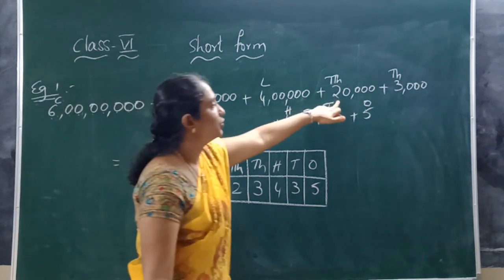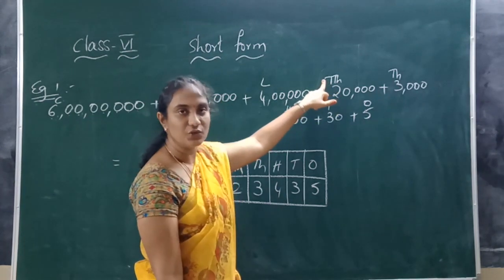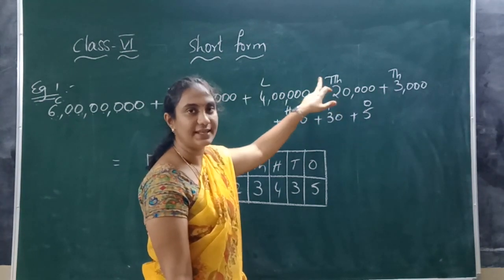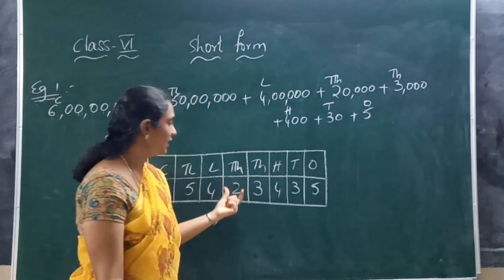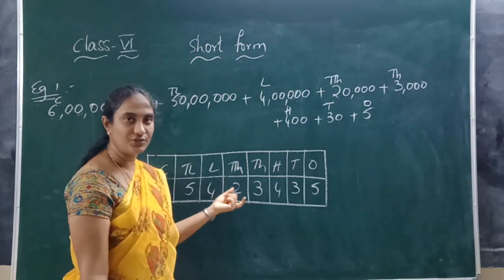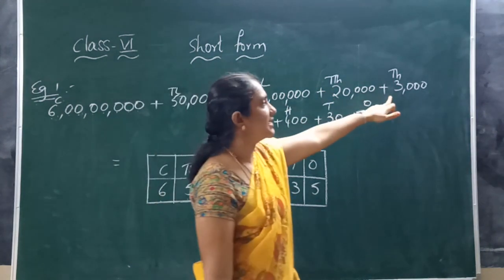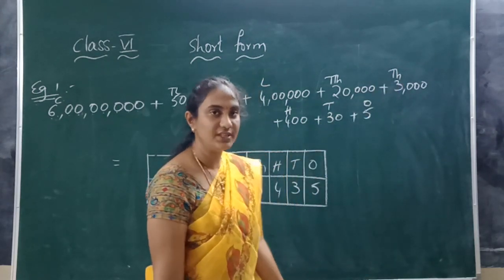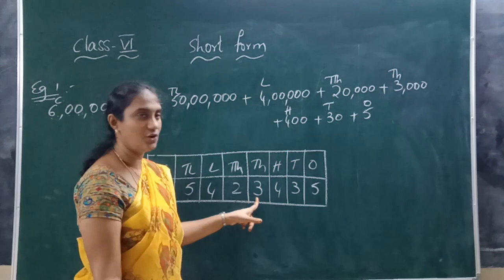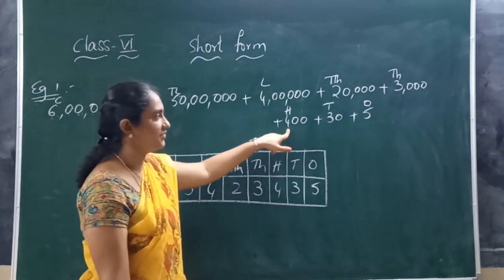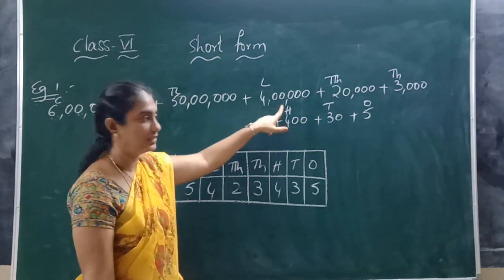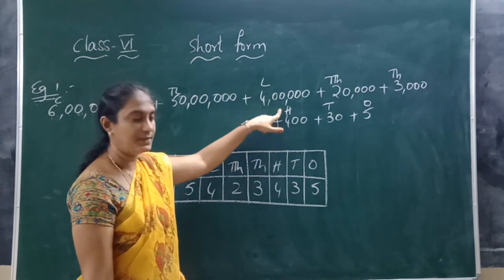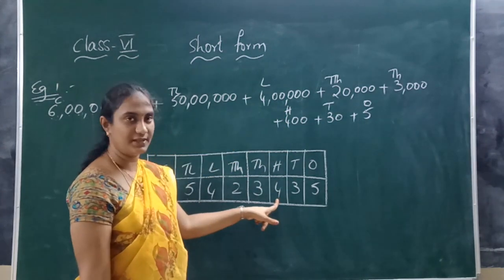Next 2 is in which place? 10,000 place. So write here 2 in 10,000 place. Next 3 is in which place? 1,000 place. So write 3 in the 1,000 box. Next 4 is in which place? Hundreds place. So write 4 in hundreds place.